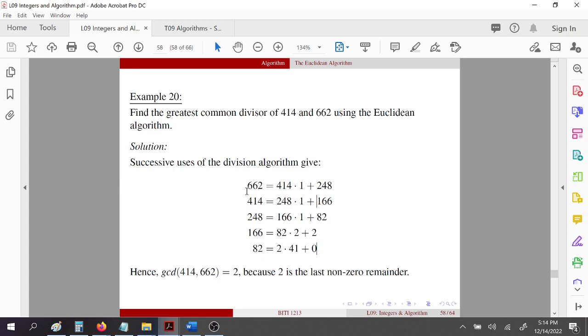now it's time to determine the last non-zero remainder. As we can see, this part is the remainder or balance. So which number is the last non-zero remainder? Of course 2. So that's why we say 2 is the last non-zero remainder, and this number will be our GCD value. So GCD is equal to 2. So that is the Euclidean algorithm.